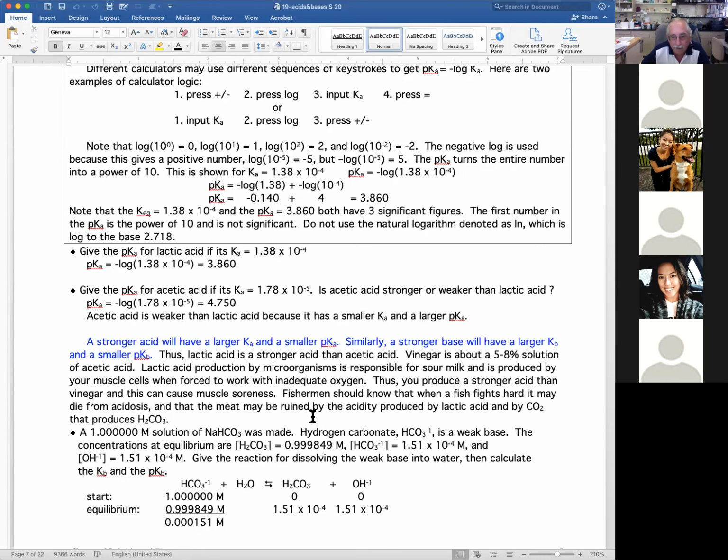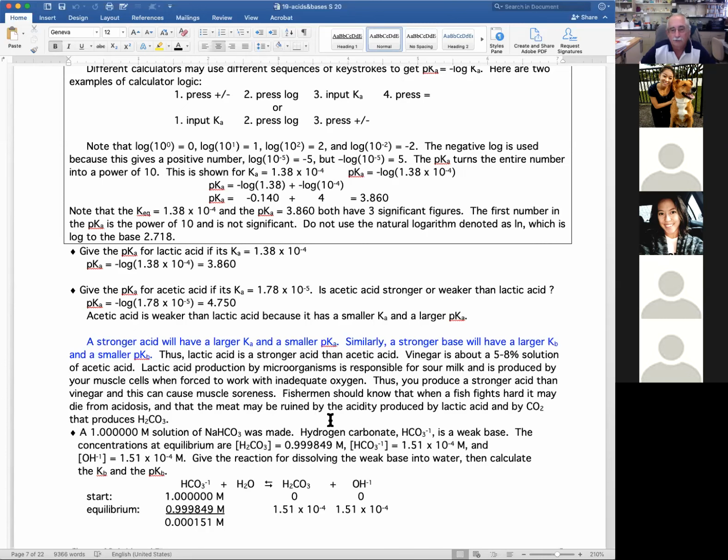And fishermen, of which I used to be a fisherman a long time ago. Well, maybe I still am. We always go into the Papio tournament in Waimanalo. But sometimes fish will fight so hard that they die from acidosis. That means that their body fluids, their blood gets so acidic and they produce so much lactic acid that it actually will destroy the flesh of the fish.